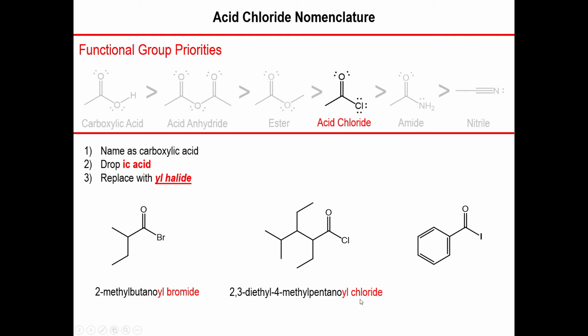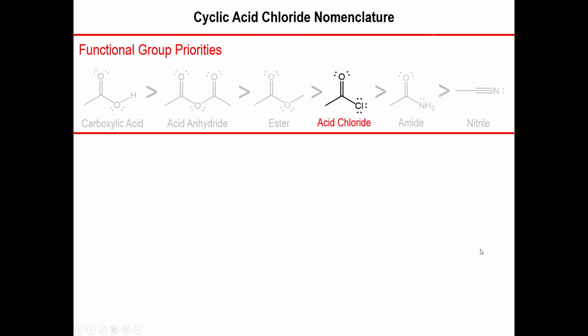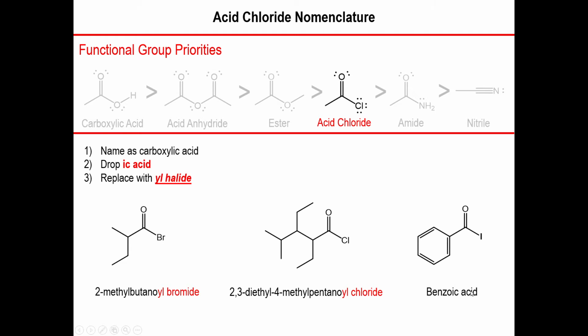Okay, let's do one more. We have now a benzoic acid derivative, right? But this time around, we have an iodo instead of the hydroxyl that will make this a carboxylic acid. So we drop the ic acid and we name this acyl iodide, right? And then that will complete the series right there.